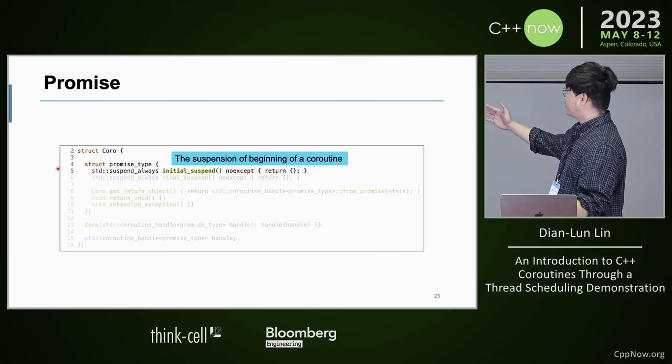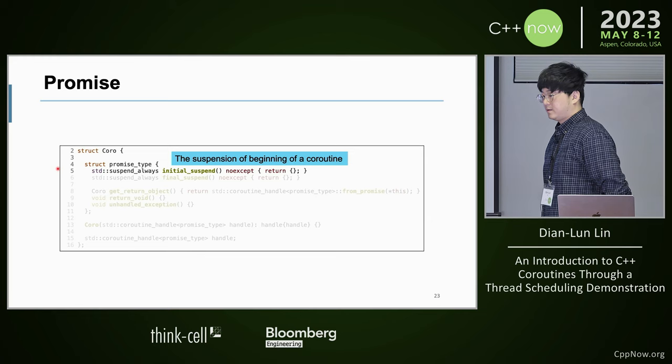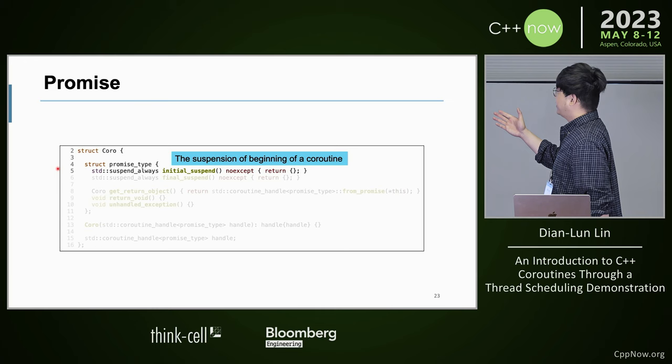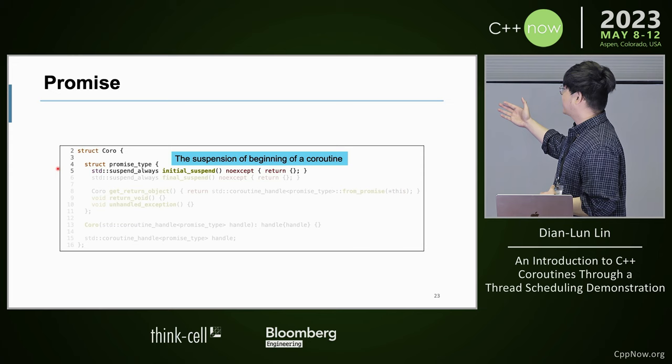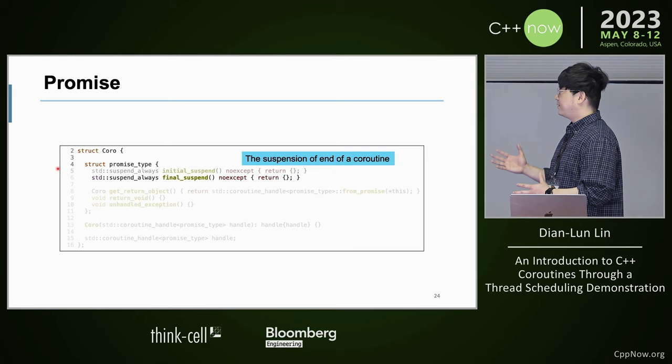Suspend always is the return. Okay. So suspend means when you call this function, if it's suspendable, then you go back to the caller immediately. The return type is awaitable, which I will also talk about later. But here it defines the suspension at the beginning of the coroutine. And the final suspend is similar, except that it defines the end of the coroutine. So you can determine whether you want to suspend or resume when you are at the end of the coroutine.